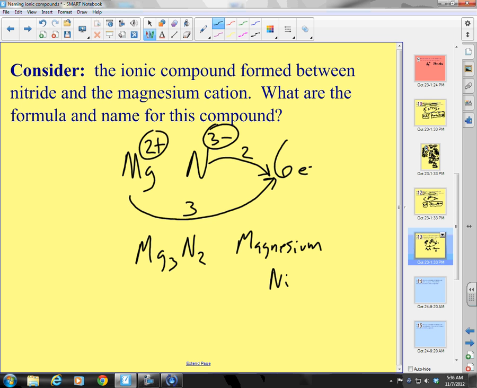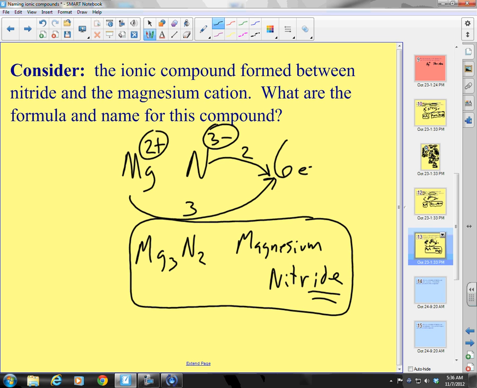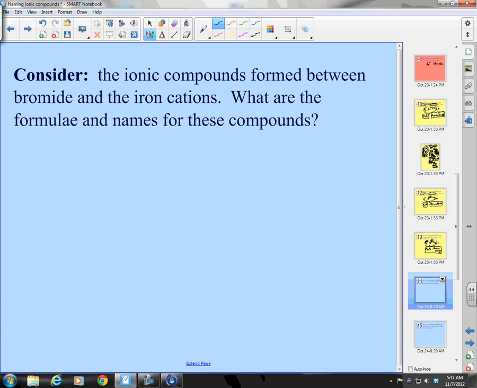Magnesium nitride. Excellent. This is a piece of cake, isn't it? Good. Moving on. Let's take a look at the ionic compounds formed between bromine and iron. This should be a piece of cake, yes? I use that term too much. We need to start using something else.